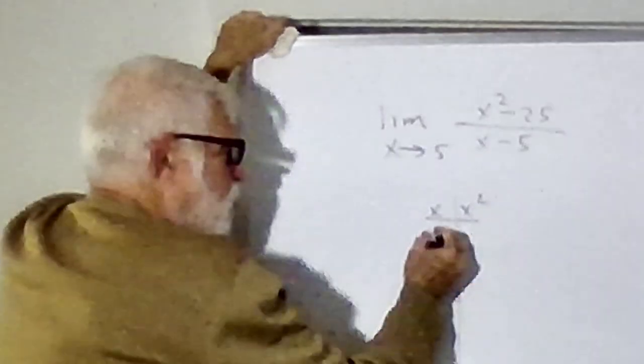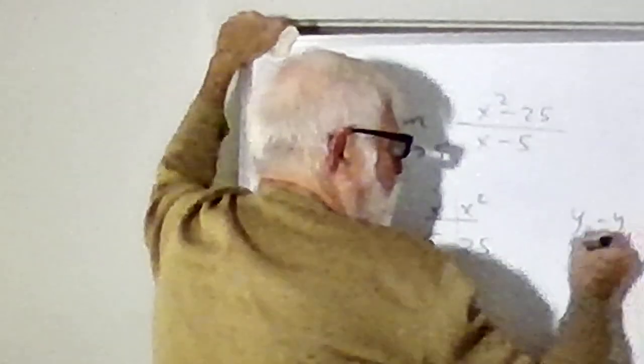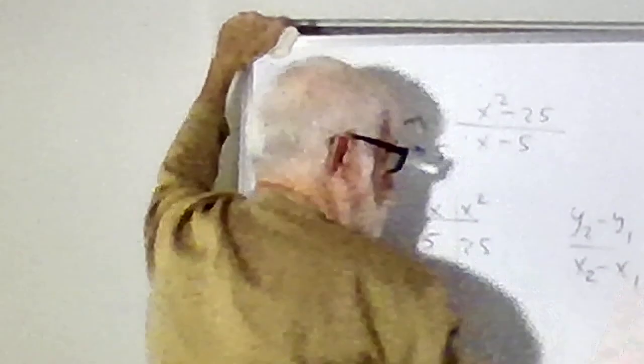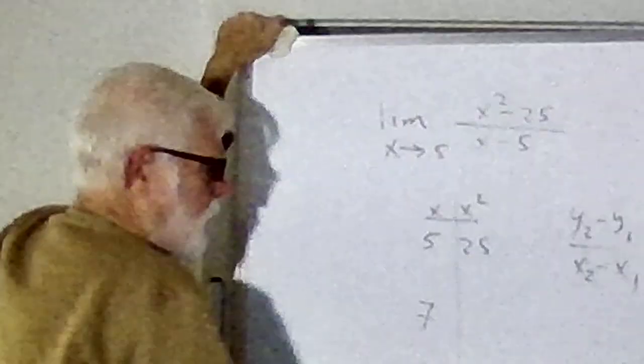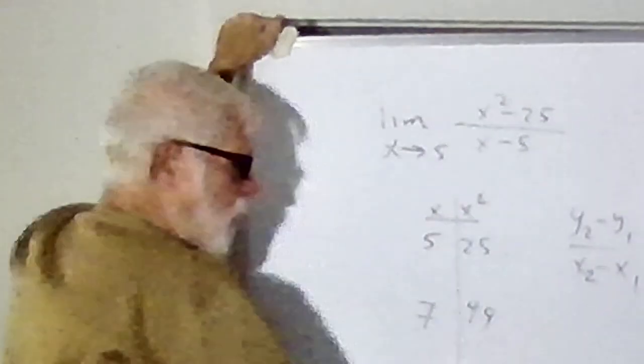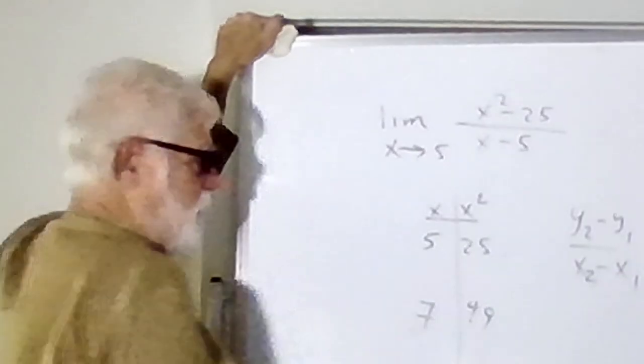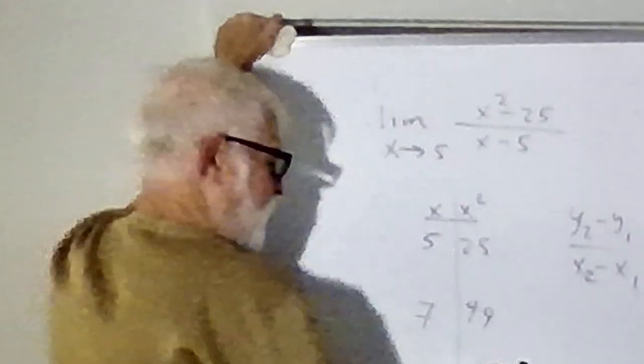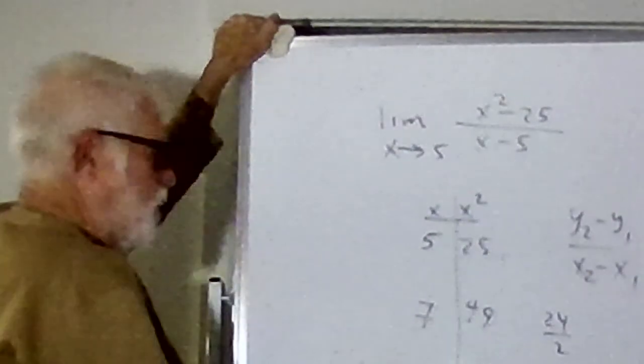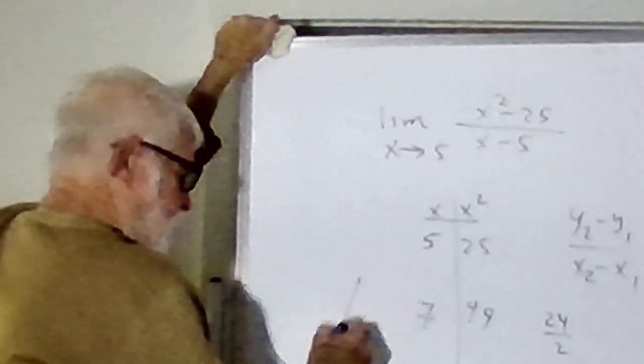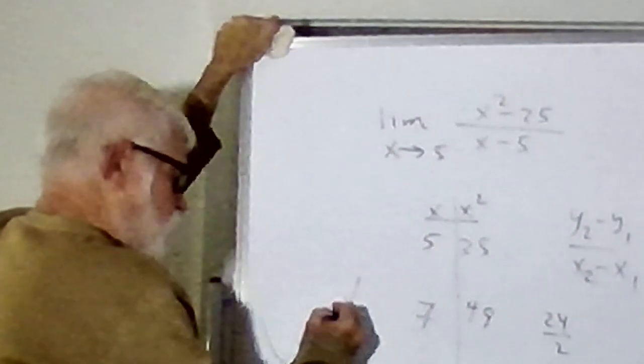X squared, 5 gets me 25. Can you see it as a y2 minus y1 over x2 minus x1? For instance, if we go to 7, 49, well, then we've got an average rate of change of what? 24 divided by 2, if I did that properly. So from 5 to 7 is an average rate of change of 12 to 1.